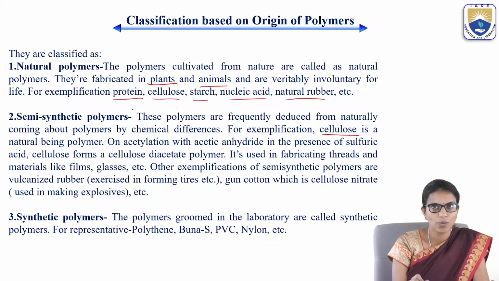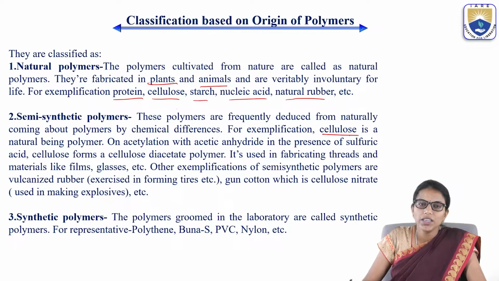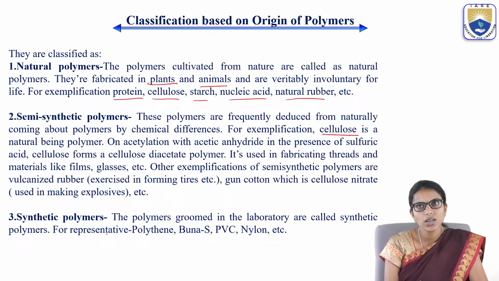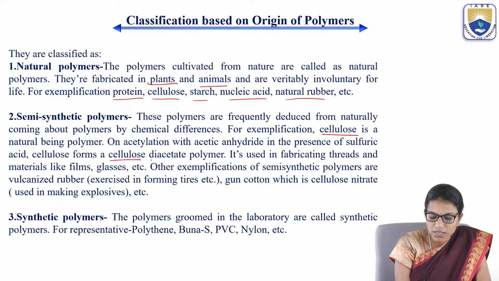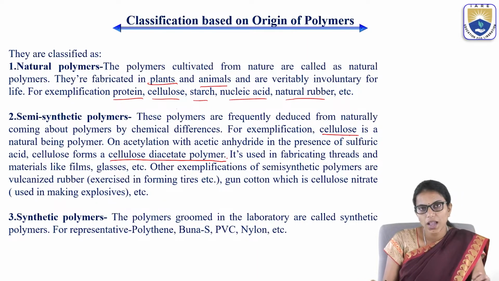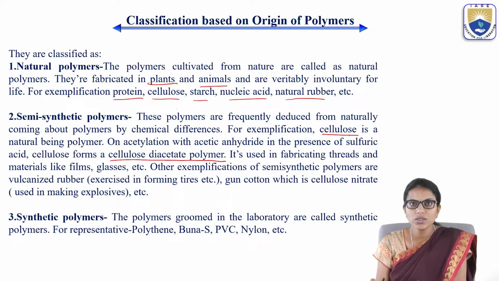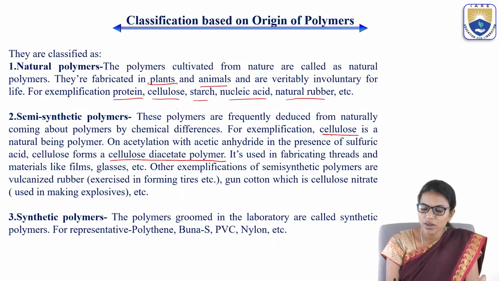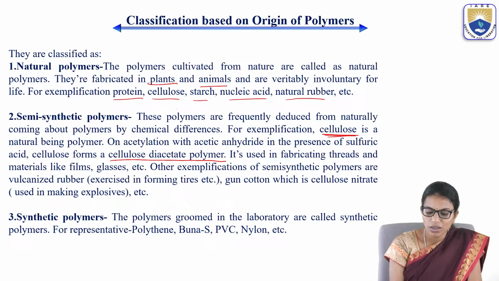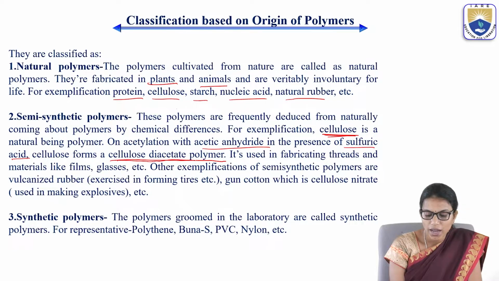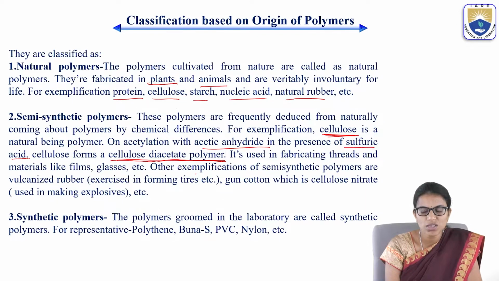For example, cellulose is a natural polymer. On acetylation with acetic anhydride in the presence of sulfuric acid, cellulose forms cellulose diacetate polymer, and this is known as a semi-synthetic polymer, because it is made up of cellulose, which is a natural polymer, and further change in cellulose by acetic anhydride and sulfuric acid changes it into cellulose diacetate polymer, that is known as a semi-synthetic polymer.